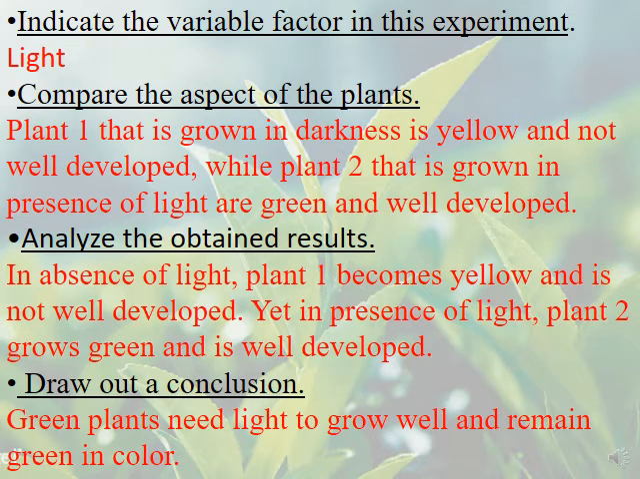Analysis. So in the absence of light, plant 1 becomes yellow and it's not well developed. However, in the presence of light, plant 2 becomes green and it grows well and it's well developed. So conclusion number 3: green plants need light to grow well and to remain green in color. Otherwise, they will not grow well and they become yellow in color if we don't have light. So till now, we have 3 important elements. First, water. Second, minerals. Third, the sunlight or the light.